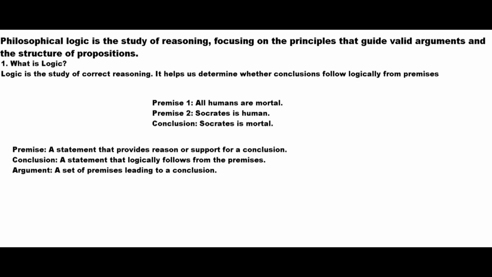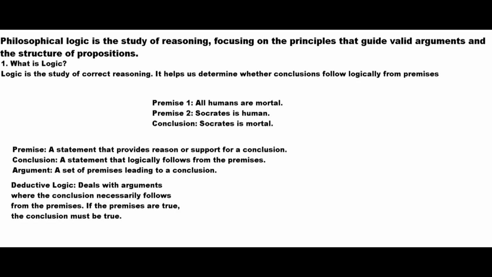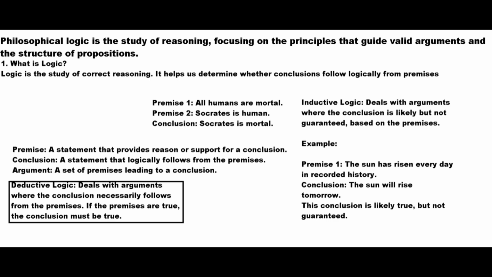There are two types of logic. The first one is deductive logic, where the conclusion necessarily follows the premises. If the premises are true, then the conclusion must be true. And the next thing is inductive logic, where we deal with arguments where the conclusion is likely but not guaranteed.